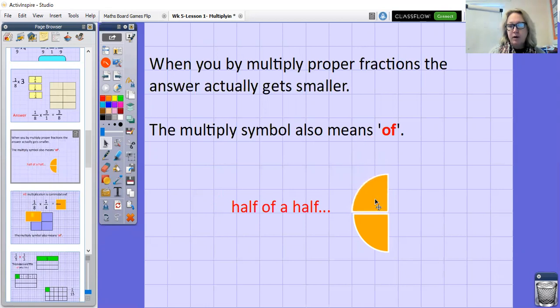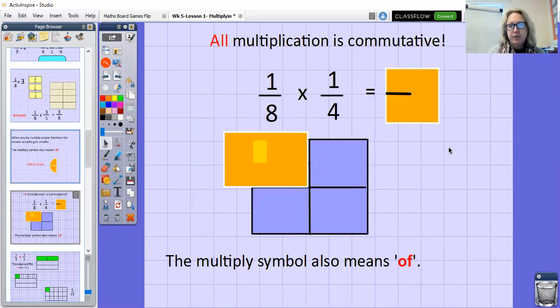So when we're multiplying something by a fraction, another fraction, or even a whole number by a fraction, the answer is going to get smaller because we're actually scaling it down. We're saying I only want half of that half. So this could be either way round. It could be an 1/8 times a quarter or a quarter times an 1/8. We'll get the same answer.